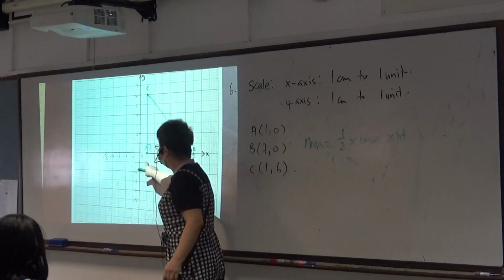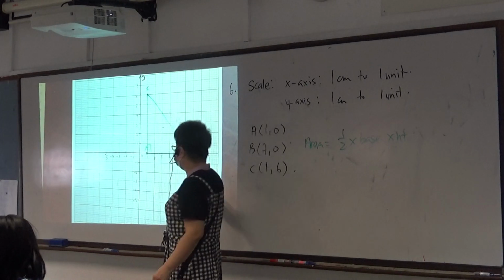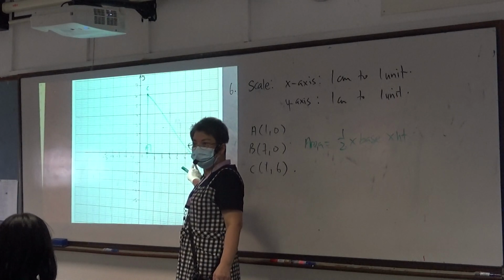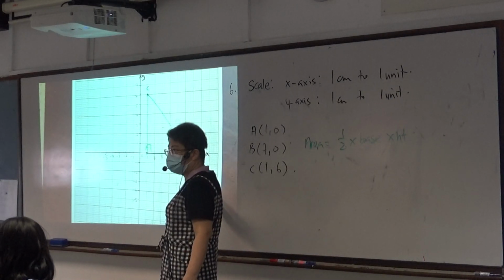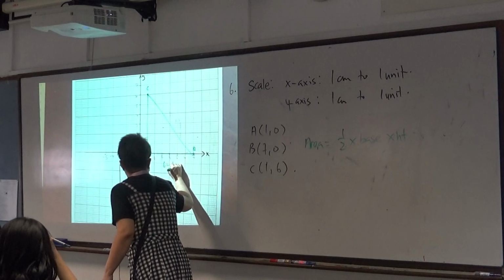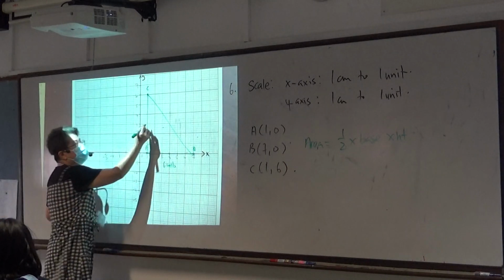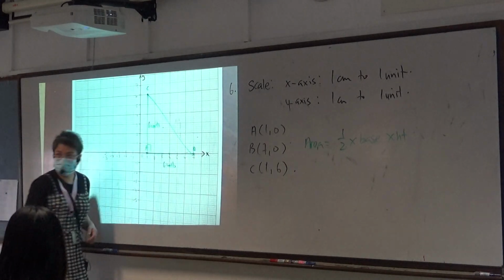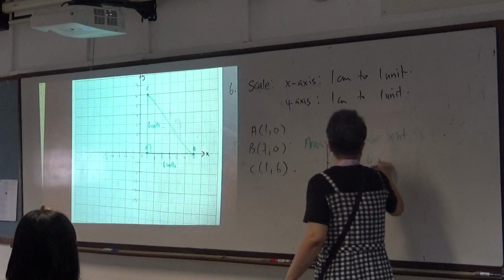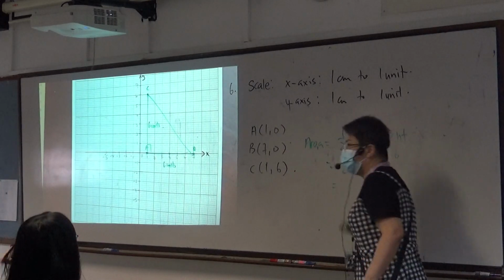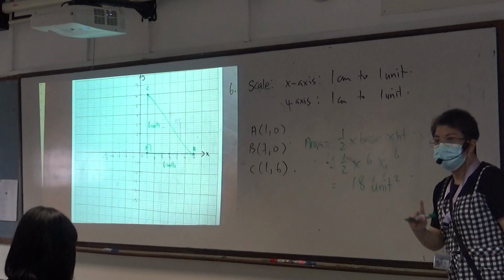Now, can you tell me what's the length here? How many units? It's from 1 to 7. So how many units? I'm talking to you. Don't look here. Look here. What is the length of AB? 6 units, right? Do you agree this is 6 units? Okay. How about here? 18, you must put unit square. You do not put cm square.